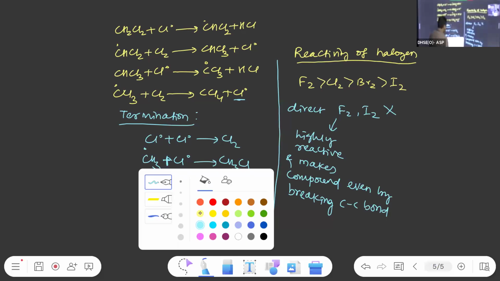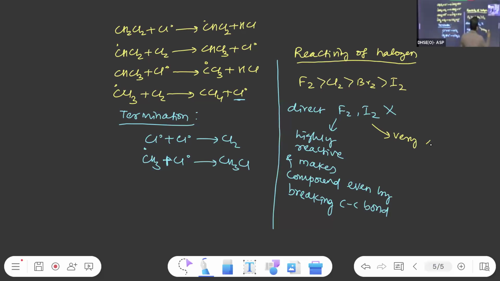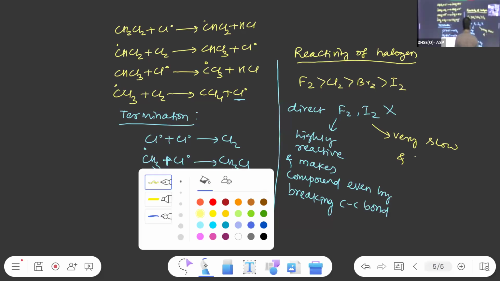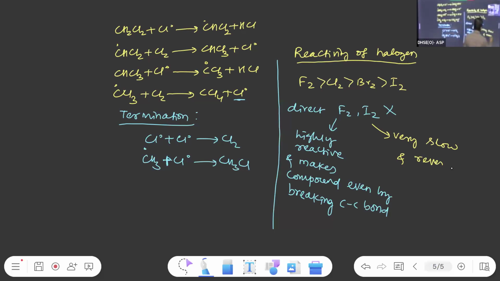Then next, iodination. Iodine is very slow. Slow reactions are generally reversible in nature. So iodination is very slow and reversible in nature. So these are the two difficulties.